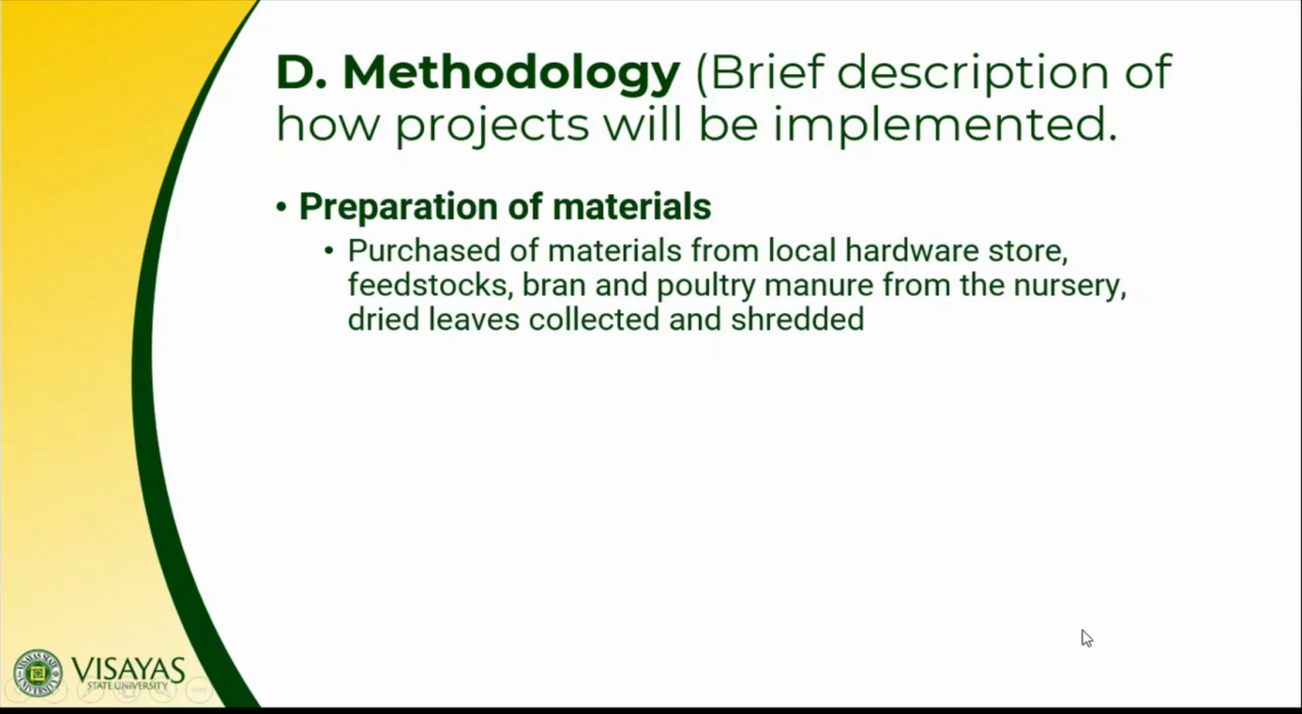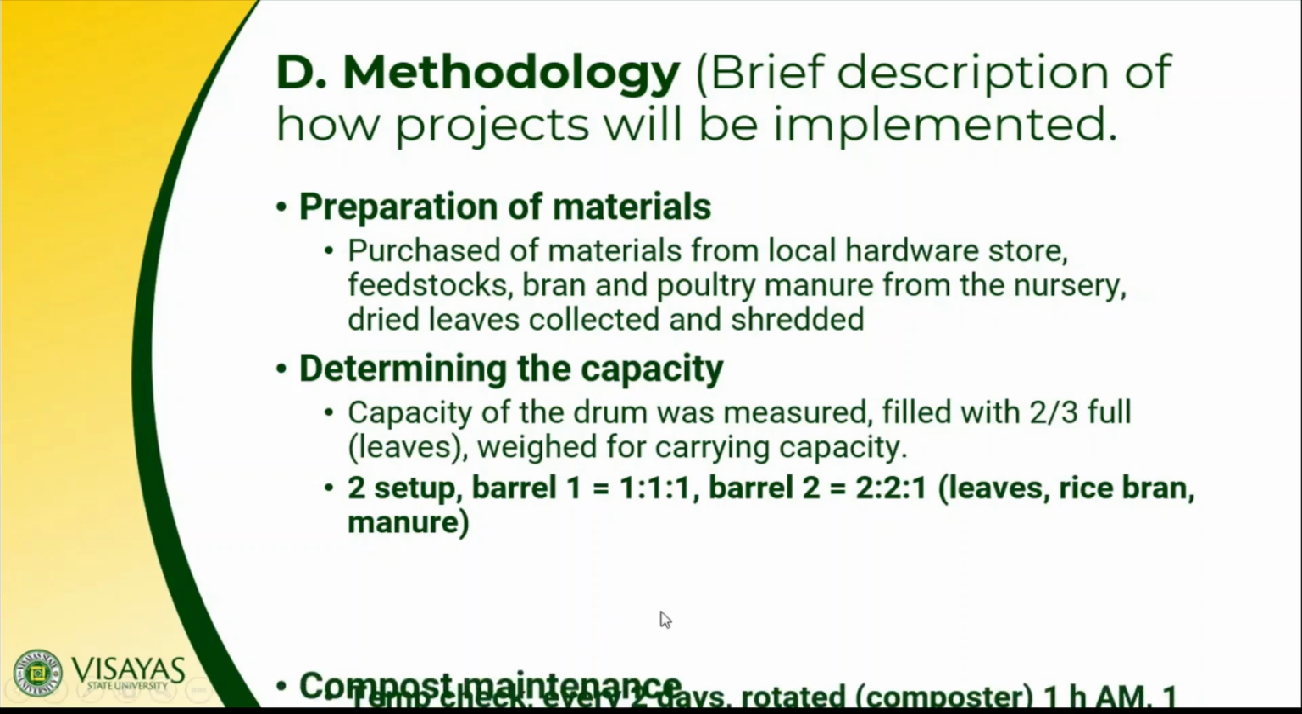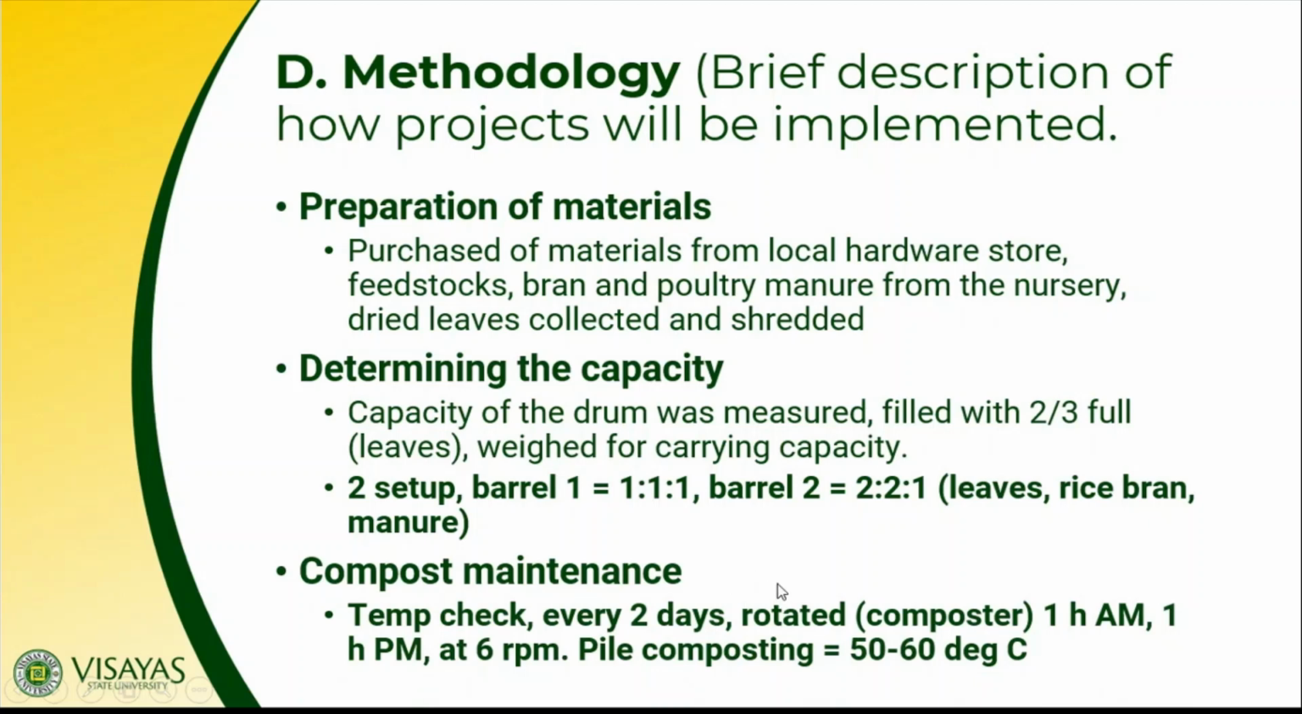Okay, so preparation of materials: purchase of materials from a local hardware store, secure feedstocks, bran, and poultry manure from a nursery. Dried leaves were also collected and spread. Determining the capacity: the capacity of the drum was measured. First, it was filled two-thirds full of dried leaves. We weigh it for the carrying capacity.